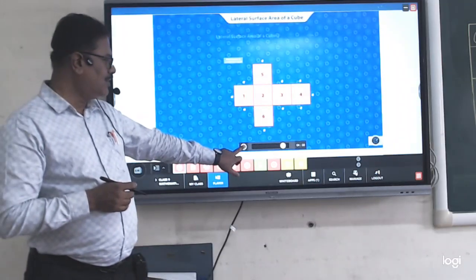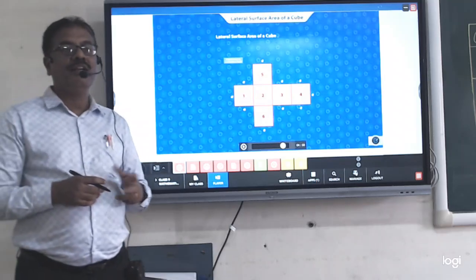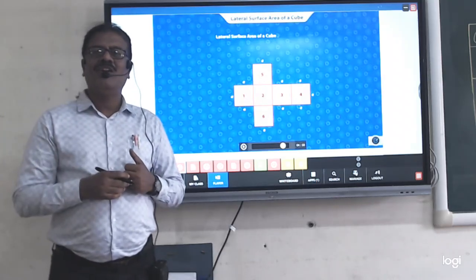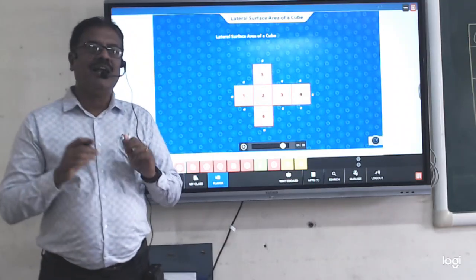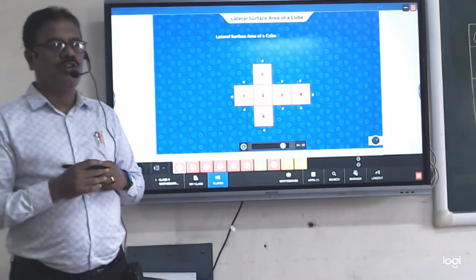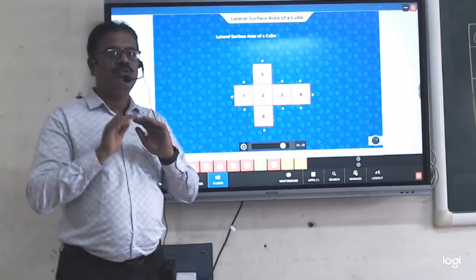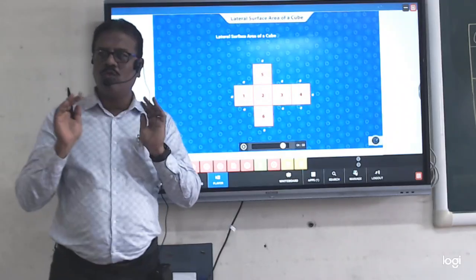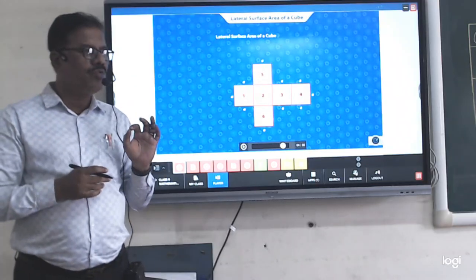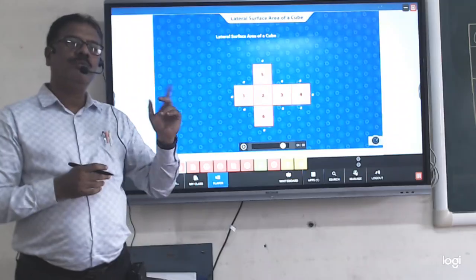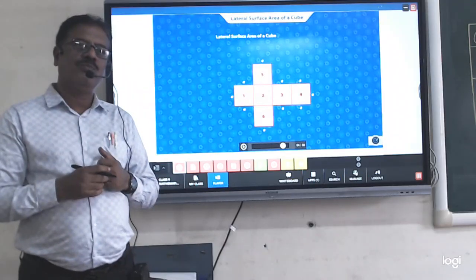Suppose now, tell me what will be the formula to find the lateral surface area? Why are you not using 6a square? Lateral means we should exclude the top and the bottom. So when you exclude the top and the bottom, only 4 faces are left over. So we should find the sum of the areas of the four lateral faces. Then what will be the formula for the lateral surface area of a cube?